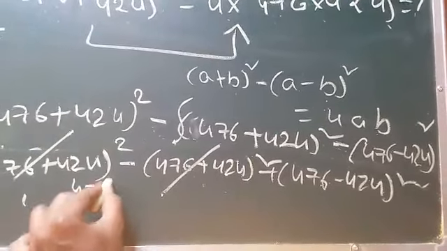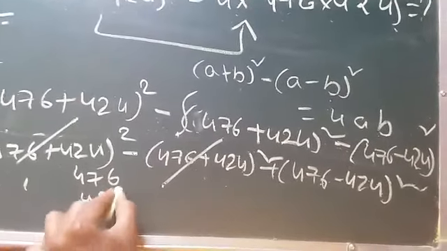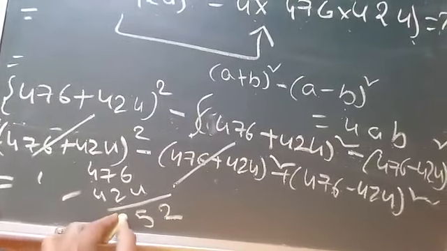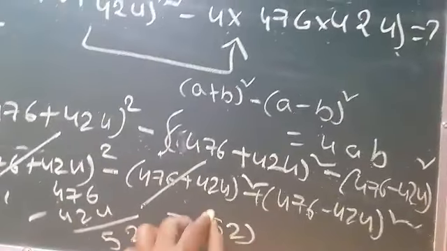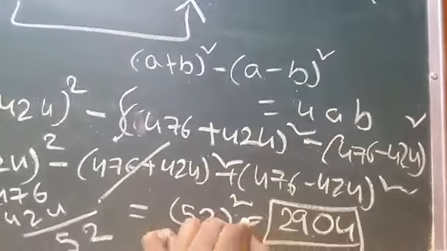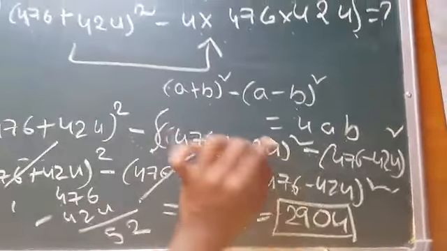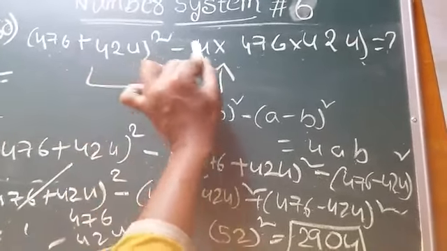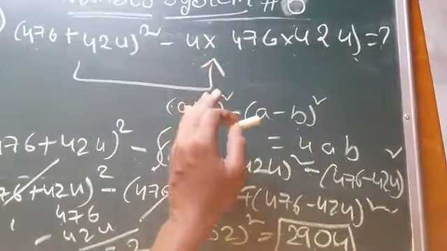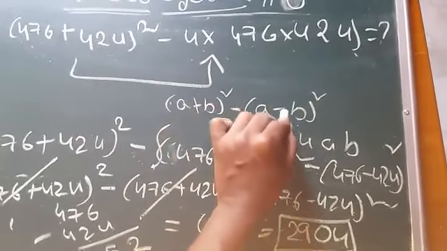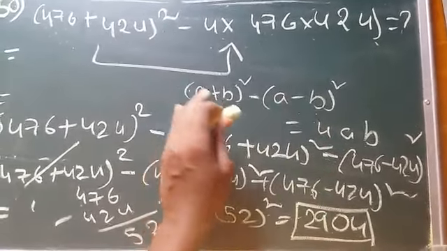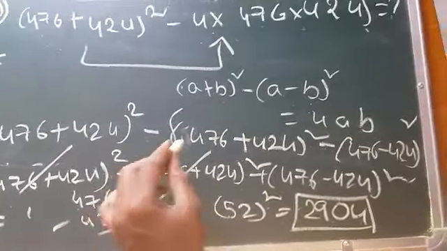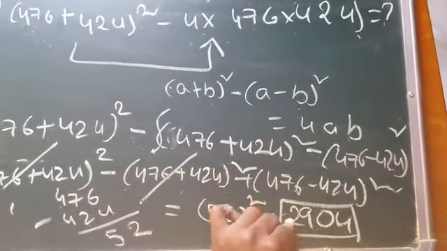If you subtract these two, 476 minus 424, 6 minus 4, 2, 7 minus 2, 5, 4 minus 4, 0. That is equal to 52 whole square. We will get the answer as 2704. That is the answer for this question. The question is in the form of a plus b whole square minus 4ab. We have converted 4ab as a plus b whole square minus a minus b whole square. After converting the formula, we have cancelled the terms which are having plus sign and minus sign, and we got the answer 2704.